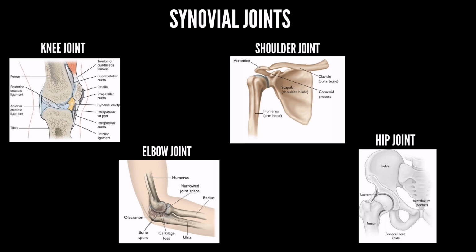The elbow joint is formed between the humerus, radius, and ulna. The knee joint is formed between the femur and tibia. The shoulder joint is formed between the humerus and scapula. The hip joint is formed between the femur and the hip bone.